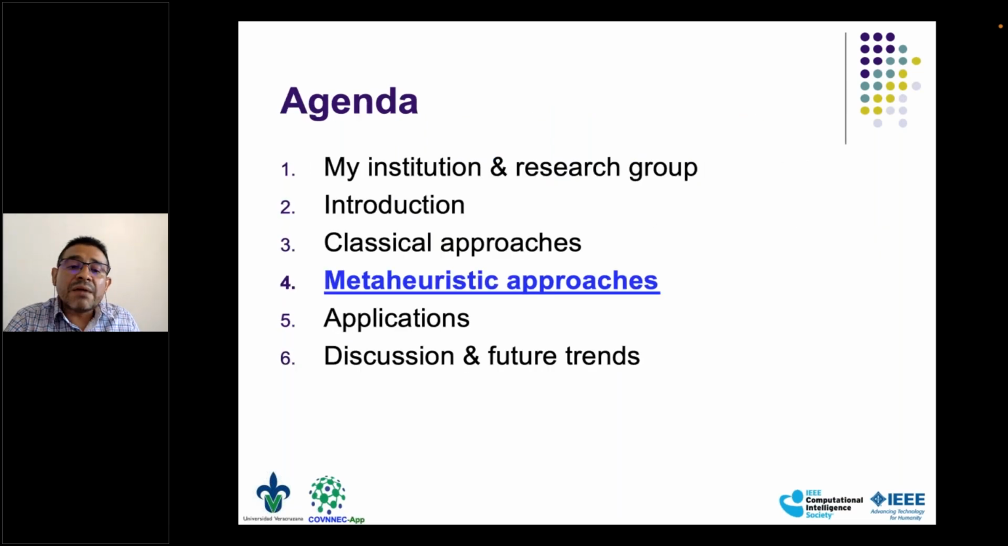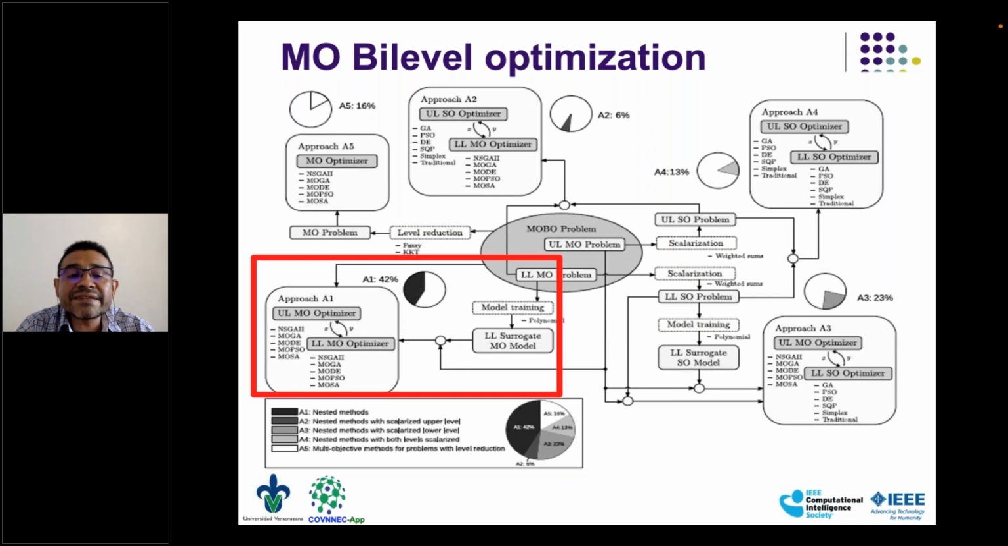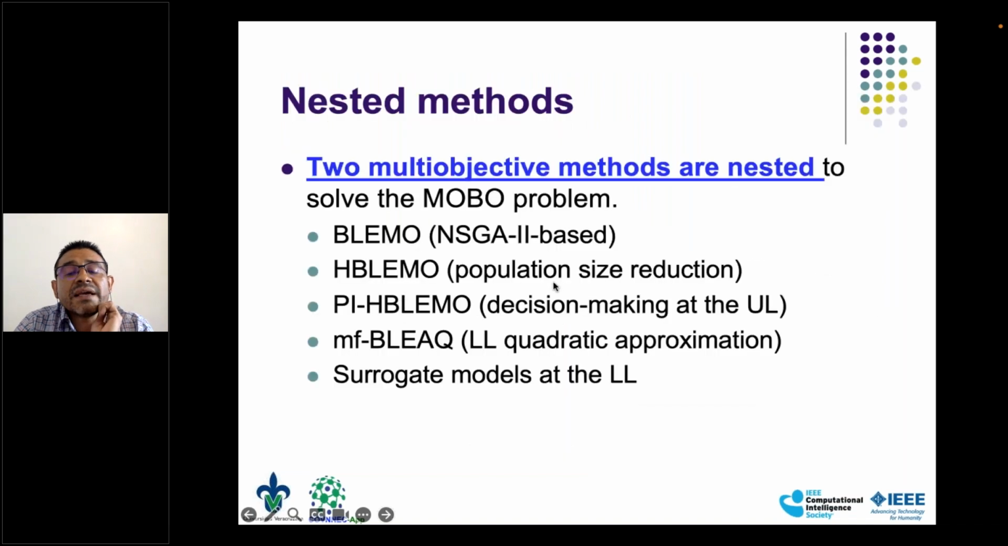Okay, now I move on to the meta-heuristic approaches. This is the figure that we designed for the survey, where we have, in this case, 5 groups, okay? I will start with the most popular, which is the nested approach, which is 42% of the complete set of approaches. In this case, as I have two multi-objective problems, the upper level and the nested or lower level, I simply apply a multi-objective evolutionary algorithm at the upper level and also a multi-objective optimization algorithm at the lower level. There are different proposals with this idea.